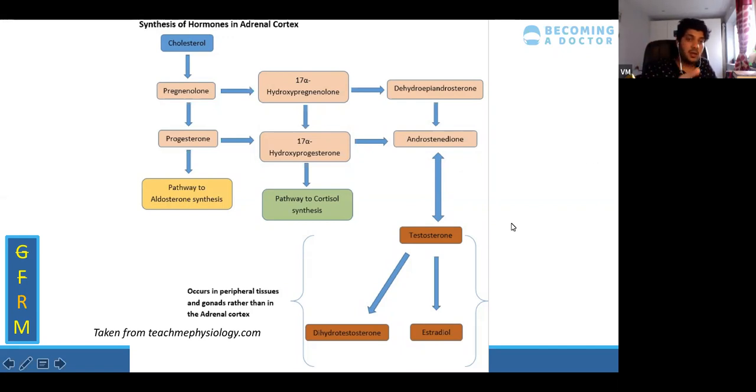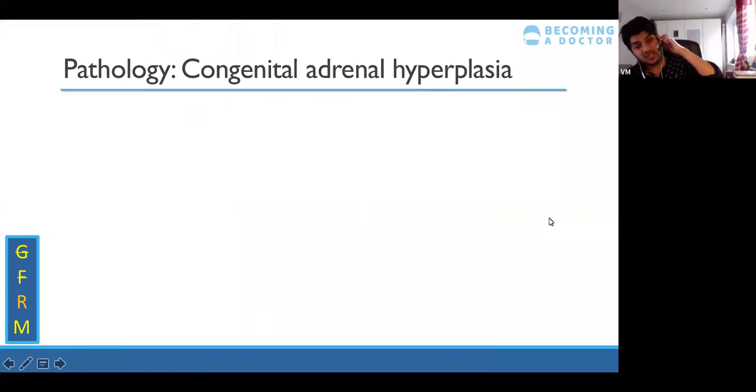The only thing that you really need to know about this is this enzyme, 21-hydroxylase. It is the enzyme that converts progesterone to aldosterone, or the precursors to aldosterone, and 17-alpha hydroxyprogesterone to the cortisol precursors. Now, this enzyme is important for you to know because there is a condition in which the enzyme mutates and does not work. And that's called congenital adrenal hyperplasia, or CAH.